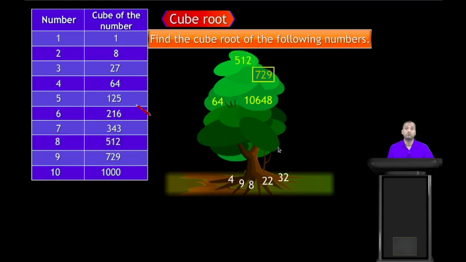What is the cube root of 729? So it's again easy. You can find the cube root of 729 from here. So the cube root of 729 is, yes, again it's 9.